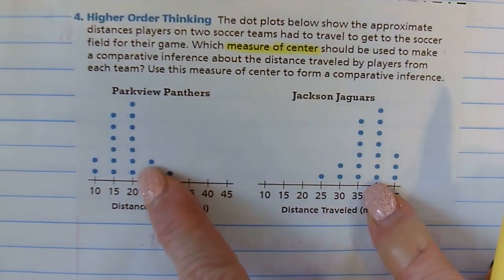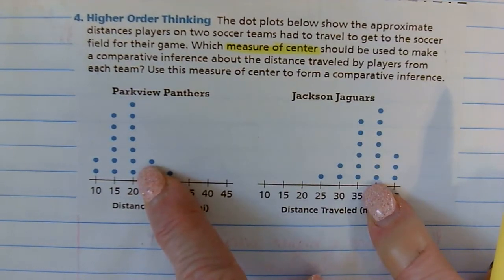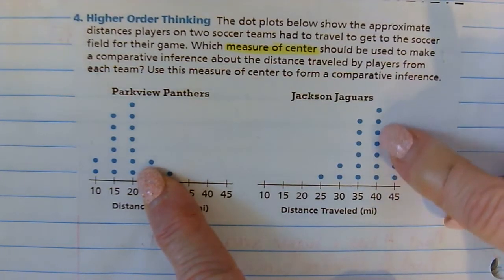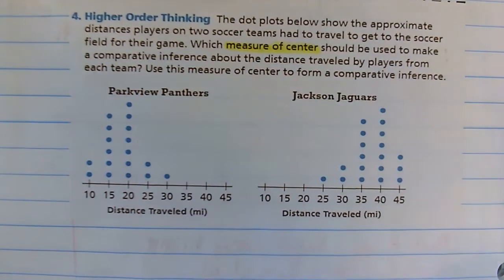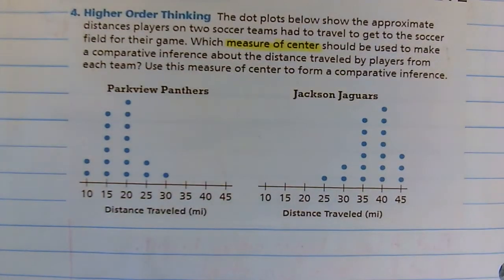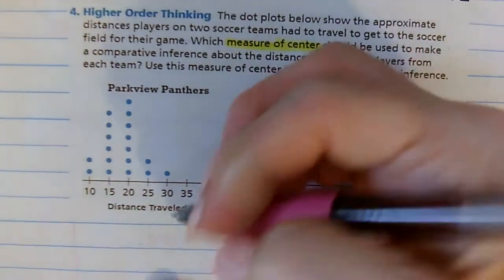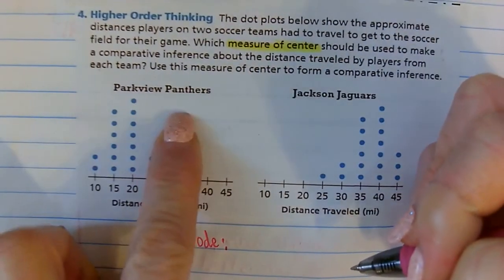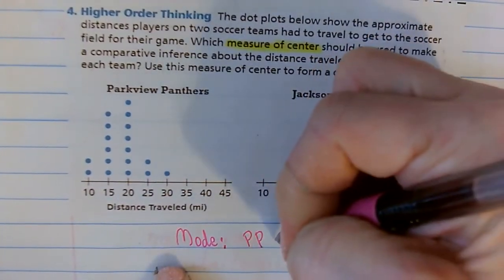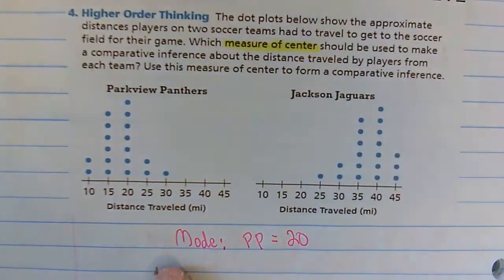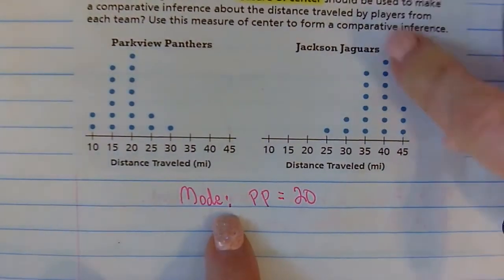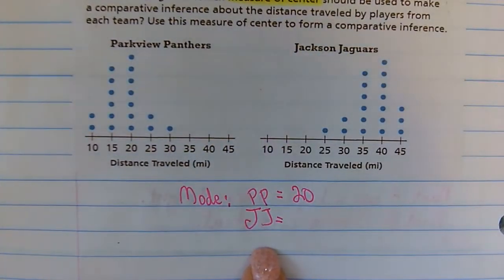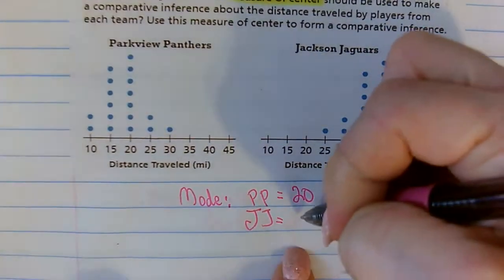more players for the Parkview Panthers had to travel 20 miles, and more players on the Jackson Jaguars team had to travel 40 miles. So you might be able to make an inference here using mode. So let's use mode as our measure. We'll abbreviate Parkview Panthers as PP, and their mode was 20. We'll use JJ to abbreviate for the Jackson Jaguars, and their mode was 40.